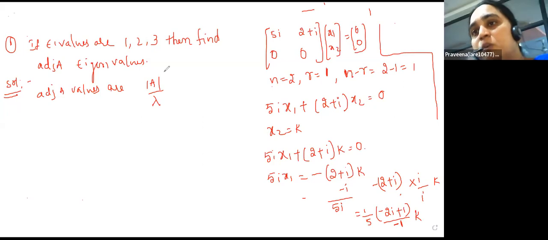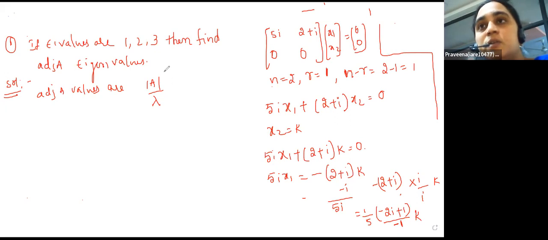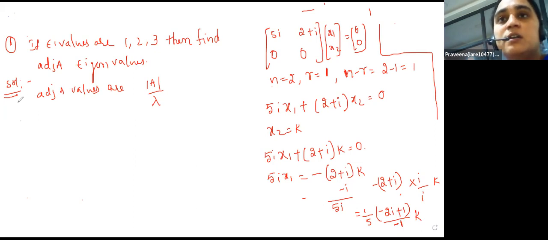I gave two important statements, note and better answer. Sum of the eigenvalues is equal to the trace of A. Product of the eigenvalues is equal to what? Det A. Already here we know that the eigenvalues are 1, 2, 3. From that we got the det A value. Det A means the product of the eigenvalues. From the statement, product of the eigenvalues is equal to the determinant of A.